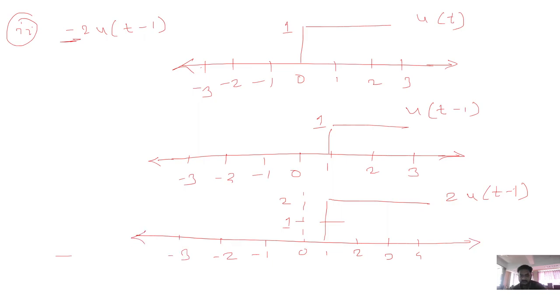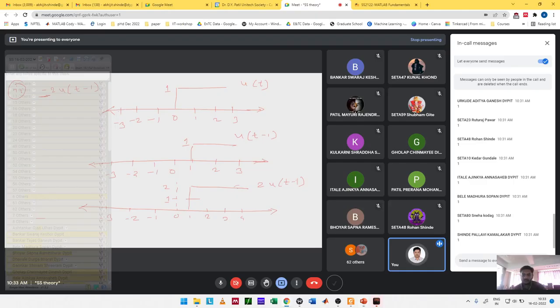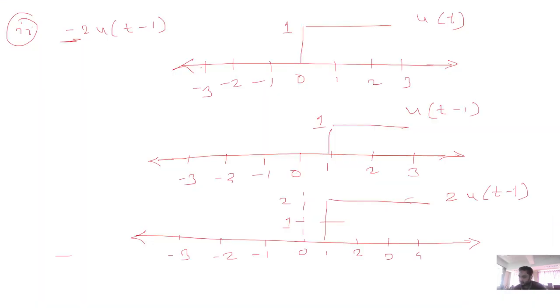I hope this is visible to you. I hope I'm clear. 2u of t minus 1. We are doing this step by step. We are not jumping over here, right? Okay, so I had drawn 2u of t minus 1.